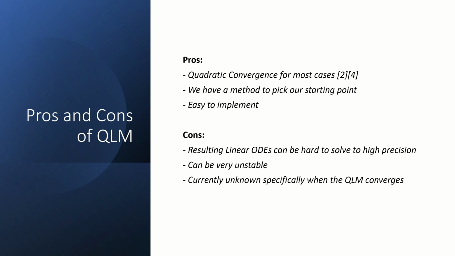Now, what are the pros and cons then of the QLM? Well, we get quadratic convergence for most cases. We have a method to pick our starting point. And generally, it's very easy to implement in Python. But the resulting linear ODEs can be extremely hard to solve to high precision. The method itself is very unstable, especially on large domains, and it's currently unknown specifically when the QLM will converge.